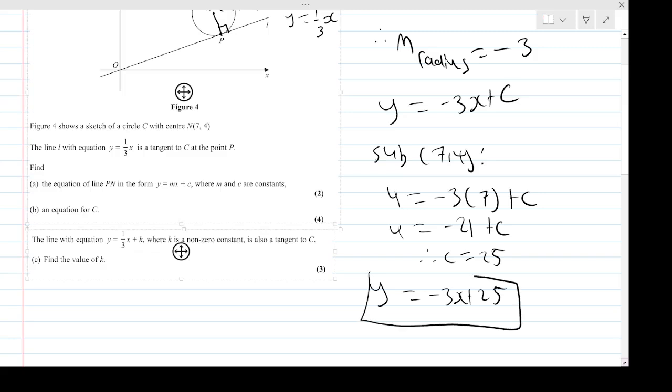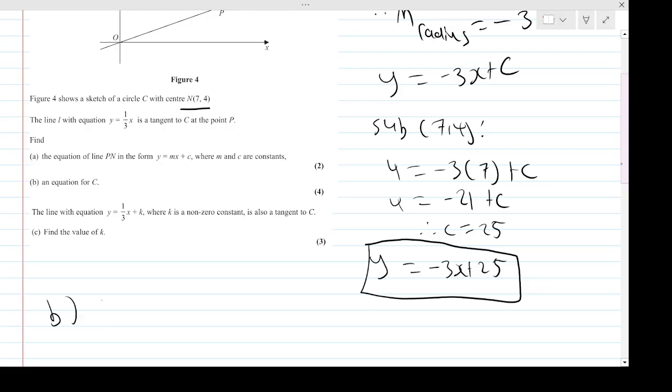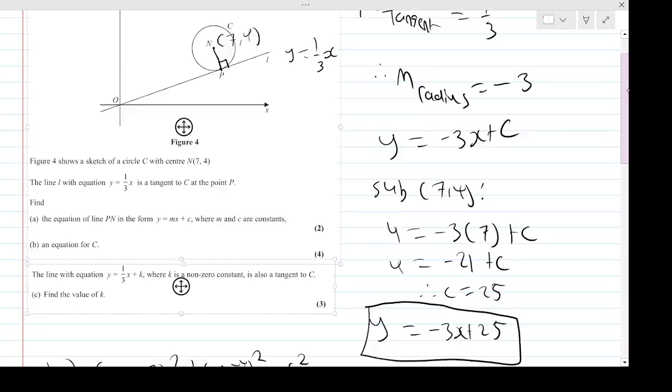Cool. Then for part B, it says find an equation for C. Okay, so for the circle. Well, actually, we've already been given the centre, so we can start to complete our equation already. So if the centre at x is 7, then it's going to be x minus 7 in the equation, and then for y is 4, then it's going to be y minus 4, and then it's going to equal r squared. Okay, so then we just need to find the radius.